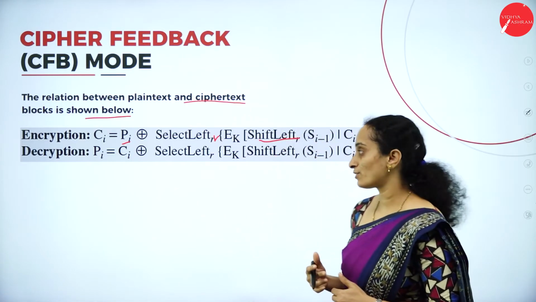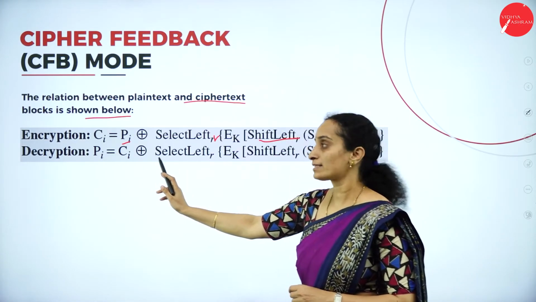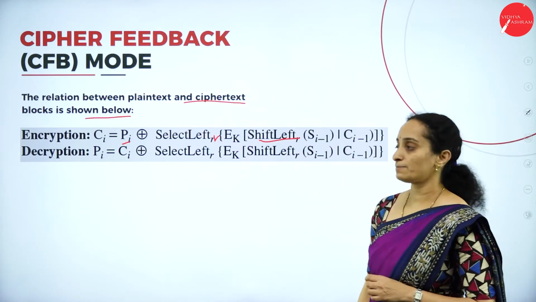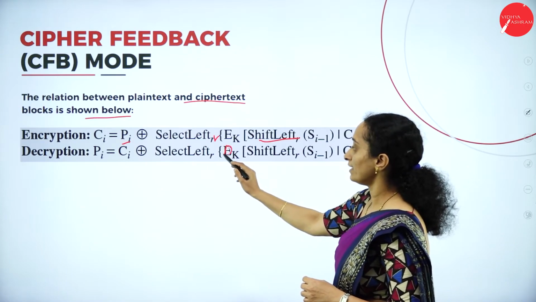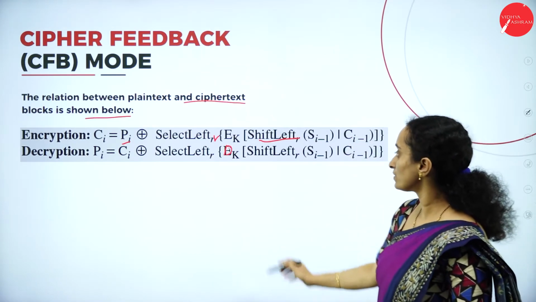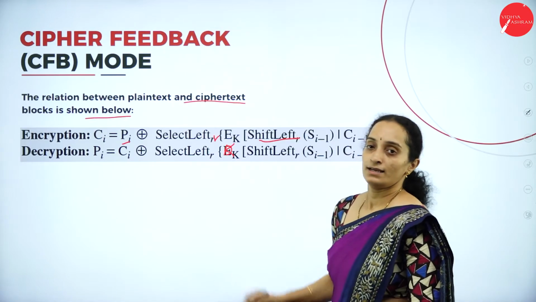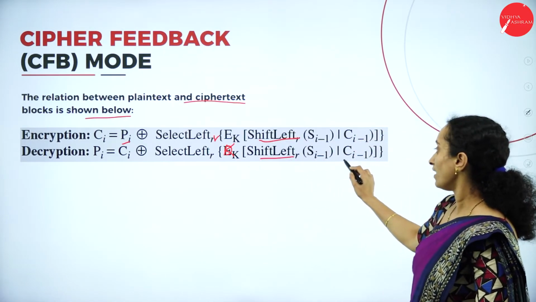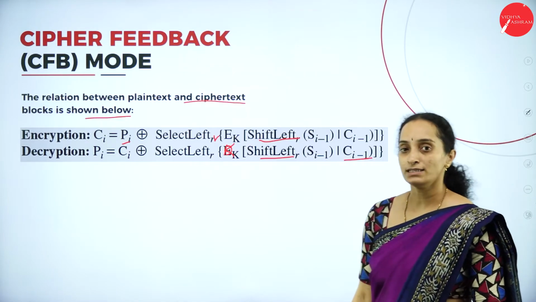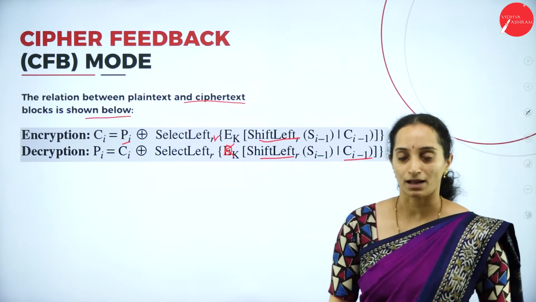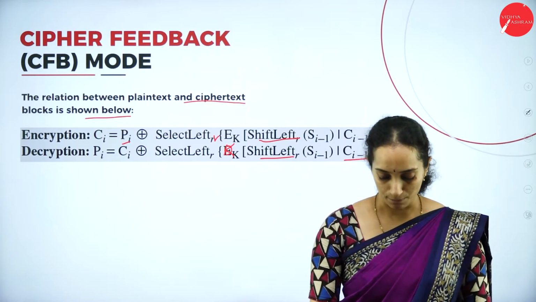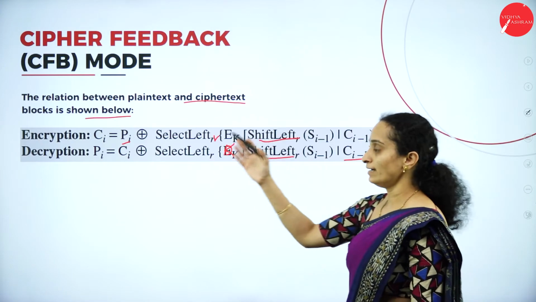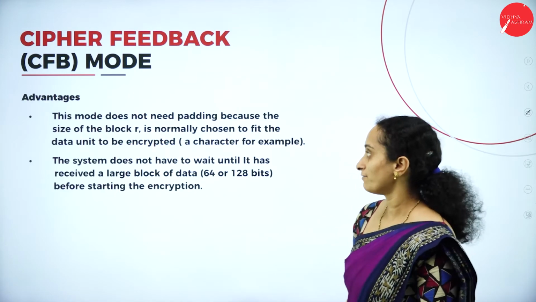Decryption will be the reversal of that: Ci XORed with select left r with the decryption key. This is the decryption key, or you can use the same key which is used in the encryption, and shift left r with Si-1 and Ci-1 till the previous block. So contents will be concatenated to get the plain text and the ciphertext.